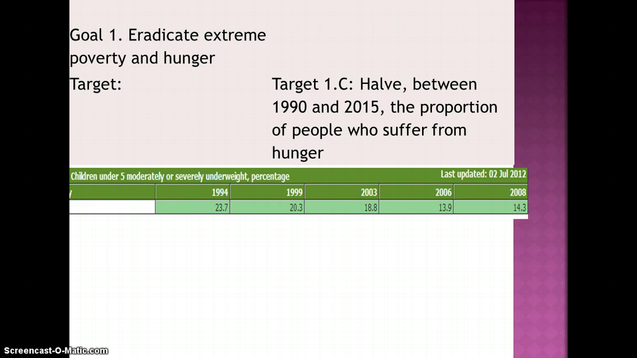This is goal 1, eradicate extreme poverty and hunger. So the target is to halve by 2015 the proportion of people who suffer from hunger. So 1994 we have 23.7%. By 2008 we've got 14.3%. So they're well on the way to being half of that number. So hopefully Ghana will reach goal 1 by 2015.